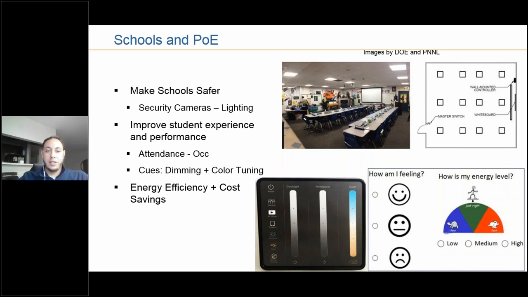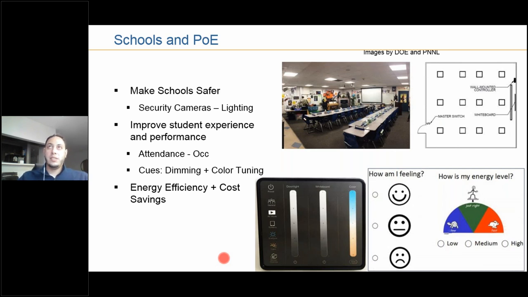Also, and this is a larger conversation that could be a class on its own, the behavior and productivity of that student-teacher interaction can be very impacted by PoE lighting or smart lighting in general. On the right-hand side, you'll see a couple of images from a case study that the Department of Energy and PNNL, the Pacific Northwest National Laboratories, you can consider them like DOE's R&D arm in the Pacific Northwest. They did a study on how color tuning impacted productivity and behavior in K through 12 schools. And they outfitted three classrooms with these color tunable lighting systems.